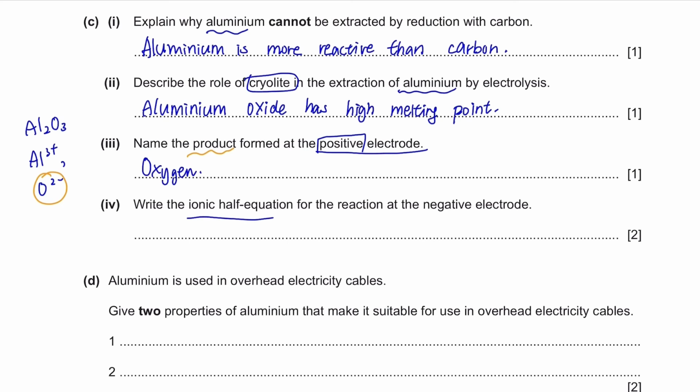Write the ionic half equation for the reaction at the negative electrode. This time it's the negative electrode, it attracts the positive ions, which is basically Al3+. So firstly, you'll have Al3+ ions. Then to make it a stable atom, it will gain 3 electrons and form an aluminium atom. And this is the complete ionic half equation.